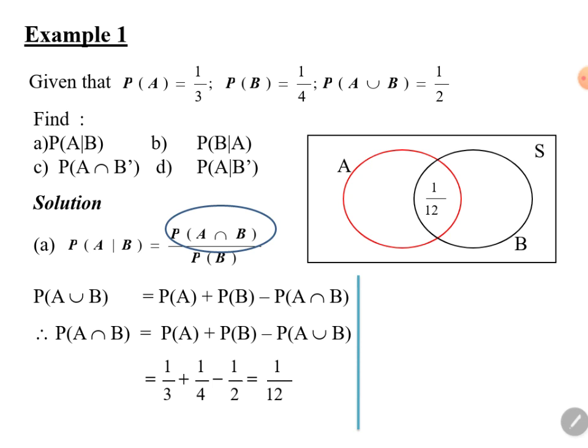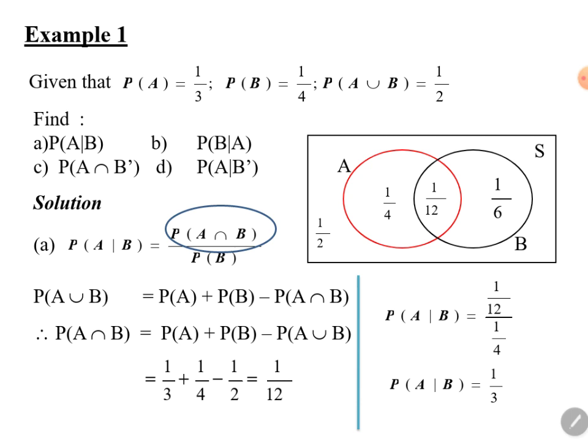Now, for question A, we want to find P(A given B). So we just replace the intersection probability and the probability of B. So P(A intersect B) equal to 1 over 12 divided by P(B), which is 1 over 4. Okay, so we have the result equal to 1 over 3.